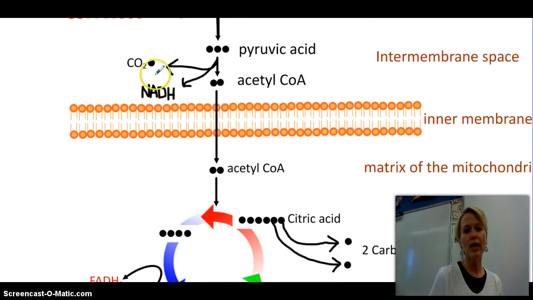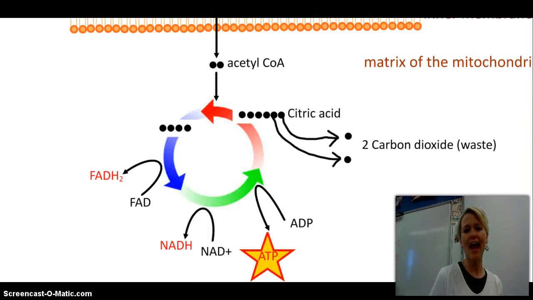So now we go in. Now we are down to a 2-carbon molecule. We call this acetyl-CoA. Acetyl-CoA then goes into the matrix, and in the actual cycle of Krebs cycle, it's this cycle with a whole bunch of chemical reactions that take place, and we aren't going to have to know all of them, thank goodness.